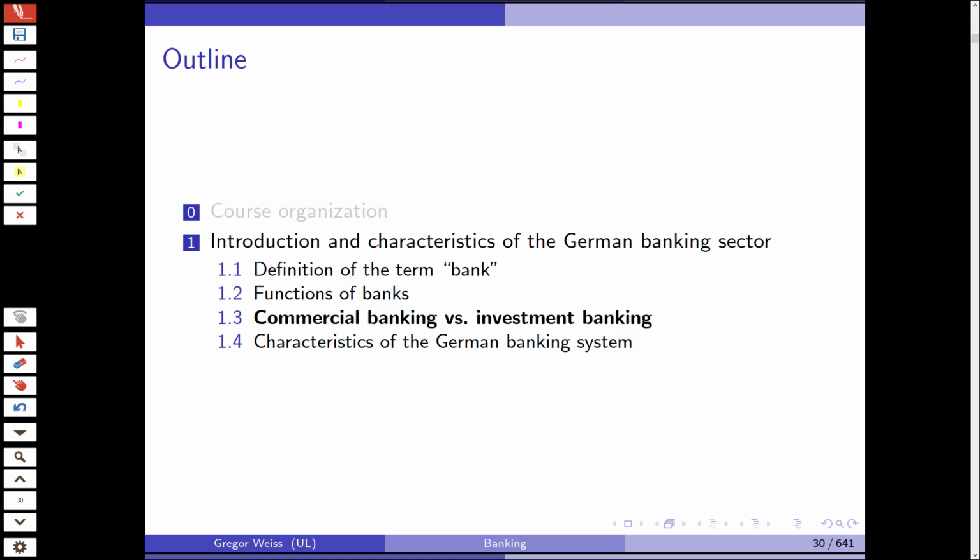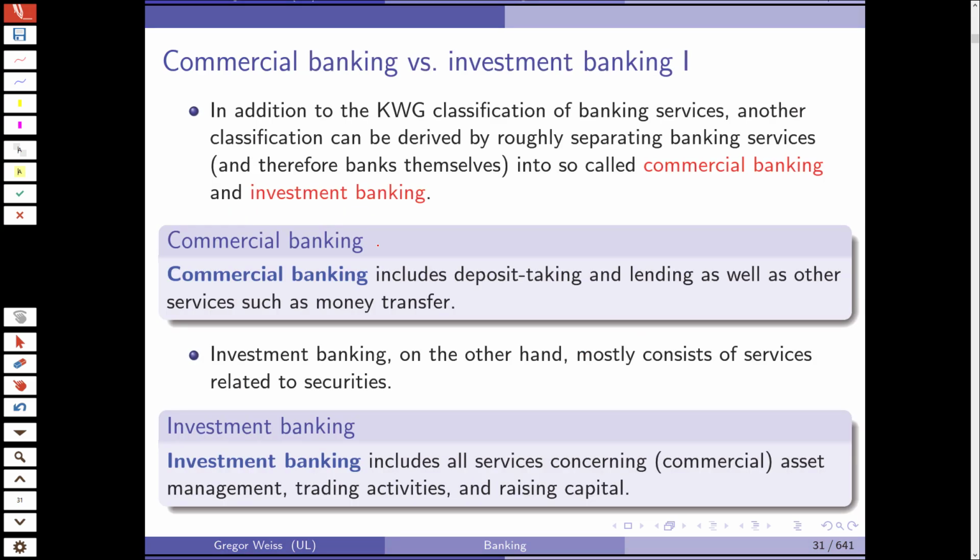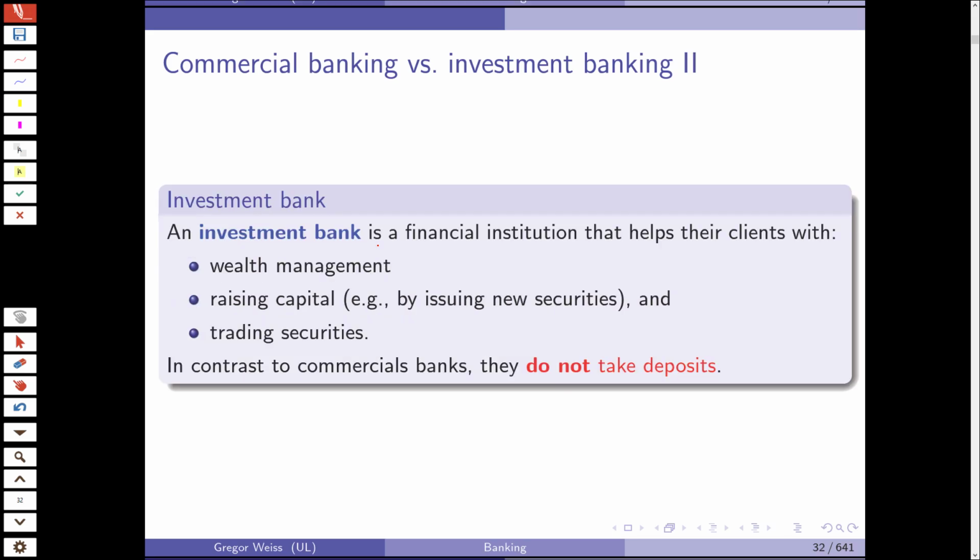So that's an investment bank. You can see a lot of services you would never use as a private retail customer. So, commercial banking includes deposit taking and lending. Investment banking is everything else related to asset management, trading, raising capital, issuing bonds or stocks. An investment bank is thus a financial institution that helps their clients with wealth management, raising capital, trading securities. And they do not take on deposits. And this is important.